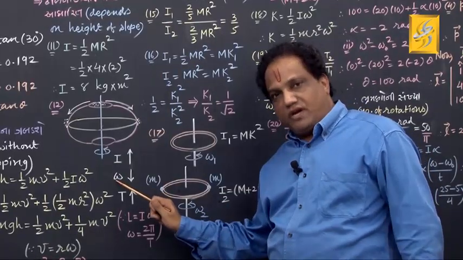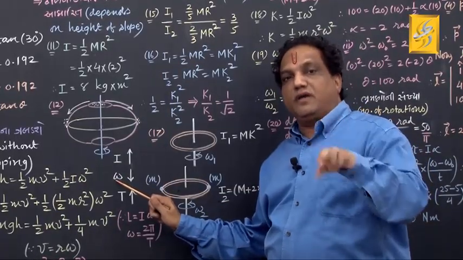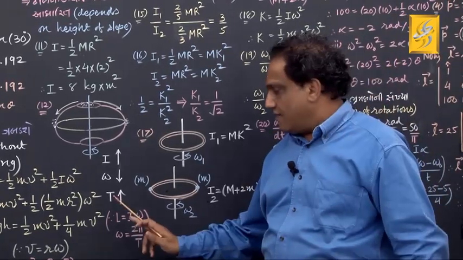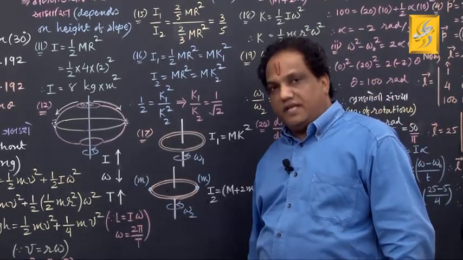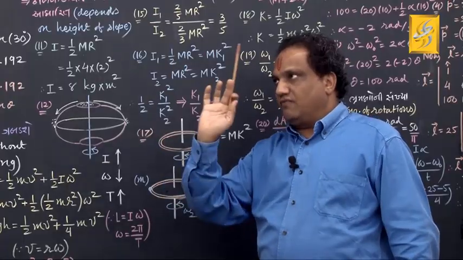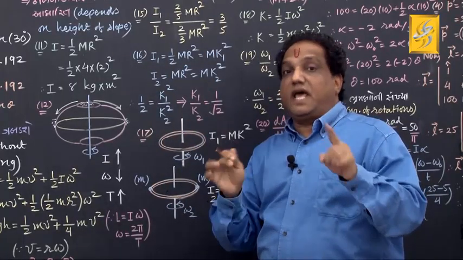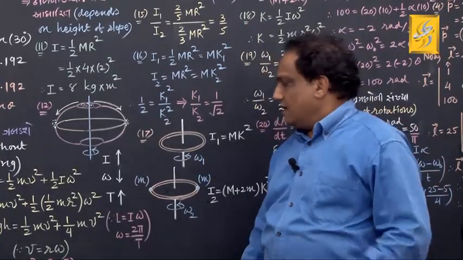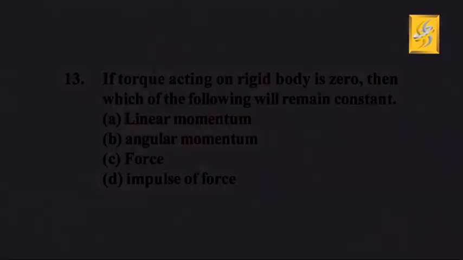If I into omega is constant and the value of I increases, omega will decrease. Don't you know the formula of omega? Omega equals 2 pi by capital T. When omega decreases, capital T will increase. That is, the time taken by earth to complete one rotation would increase. That is, the length of the day would increase. Fine. Now read number 13.